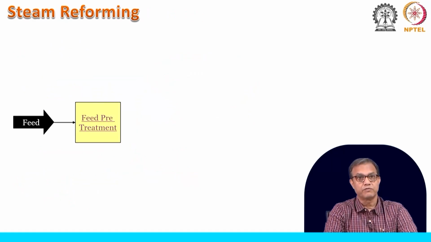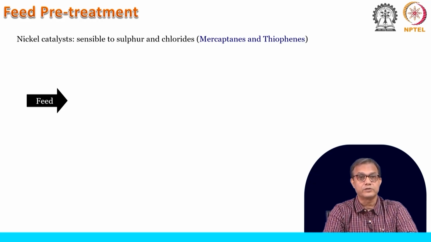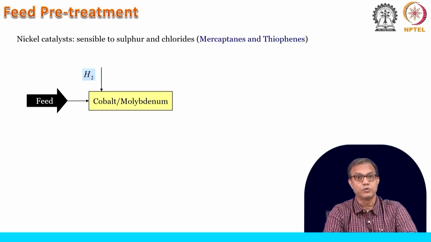Here is the feed, and the feed pretreatment is done. Let us look into this feed pretreatment. The feed is subjected to hydrogen. Hydrogenation of the thiophene or the mercaptans will result in the formation of hydrogen sulfide, and this mixture of hydrogen and the feed will pass over the cobalt molybdenum catalytic bed, and this will generate H2S.